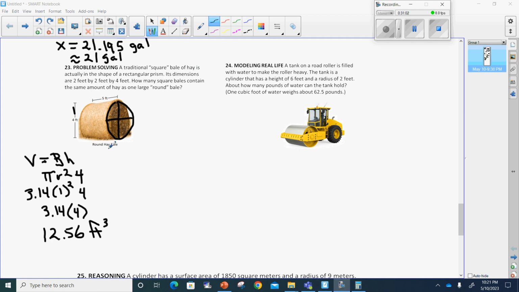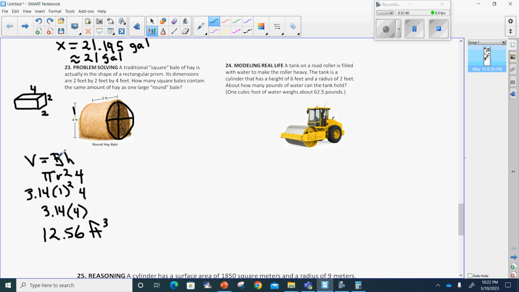And I have to apologize once again. I double checked my work and I realized that I put the height as 4. We already said that 4 was how many feet it was high. I got confused because at the beginning it says a traditional square bale of hay is actually the shape of a rectangular prism. So that means this bale of hay is going to be like this. And that's going to be 2 by 2 by 4.